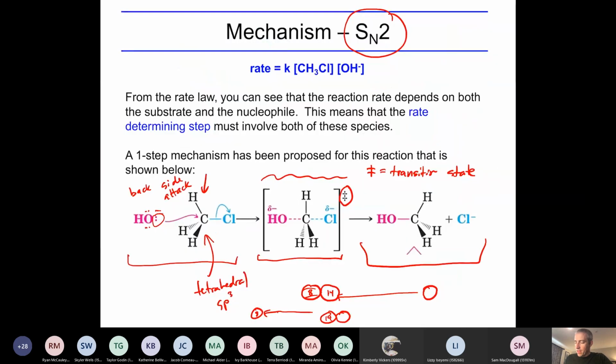Same thing. If that OH wants to attack the carbon, knock out the chloride, it needs to be moving fast. So the way we make molecules move fast is we warm up the solution. We heat it up. So this reaction will happen more frequently and at a higher rate if you heat this reaction up.